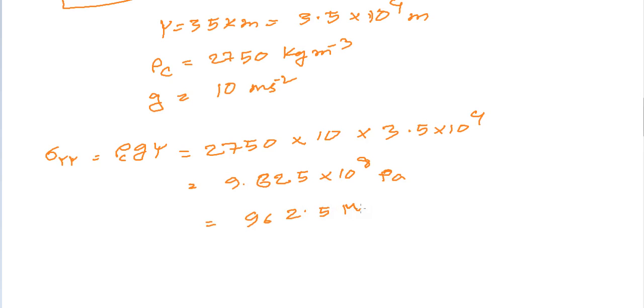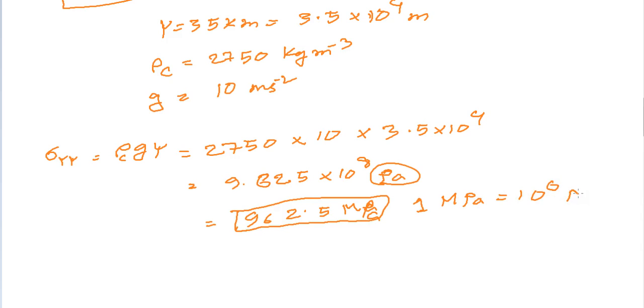Or we can write it here as 962.5 megapascal. The SI unit of pressure is Pascal, but in earth science or geoscience, we express the pressure or stress as megapascal. So 1 megapascal equals 10 to the power 6 pascal, right? Yeah, we know everything.